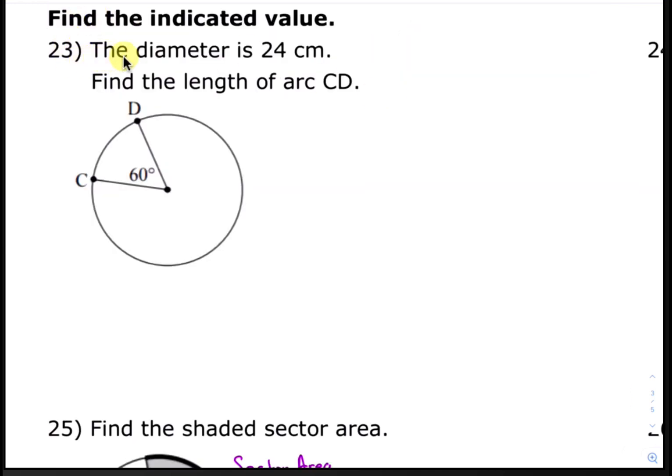All right, here's number 23. It says the diameter of the circle is 24 centimeters. Find the length of the arc CD. Well, first of all, since the diameter is 24, the radius must be half of 24, which is 12.